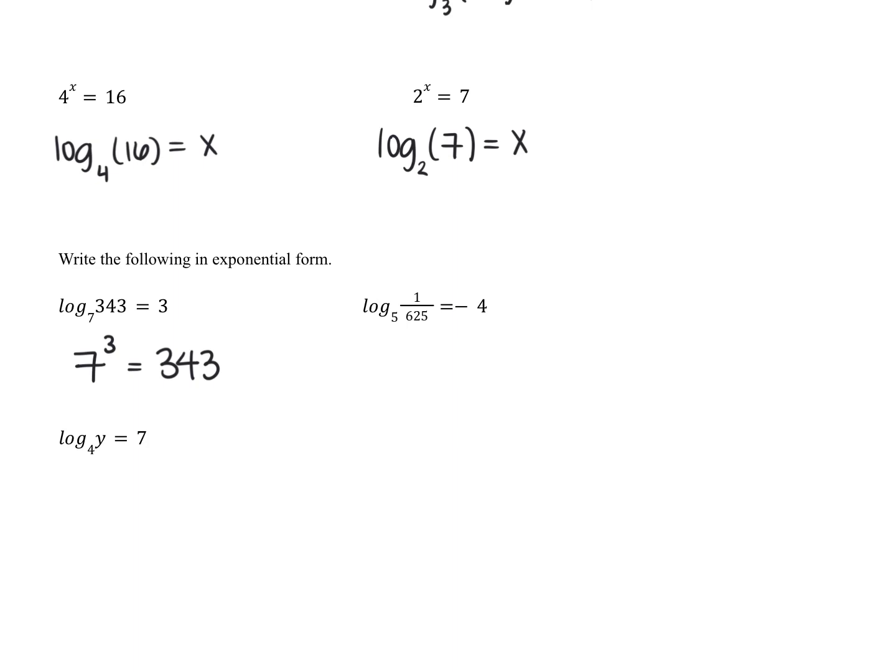Our second example, log base 5 of 1 over 625 equals negative 4. So my base is 5, my exponent is negative 4, and then it equals 1 over 625. Then for our last example, log base 4 of y equals 7. It becomes 4 to the 7th equals y.